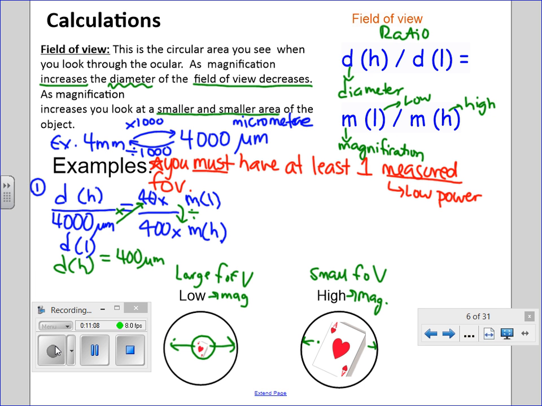And we can do a very similar calculation to find the field of view on medium power. Now, I didn't write an official formula because this is just a ratio, and I can always change the things I'm making a ratio between. In what I wrote at the top, I was comparing high and low power, but I can also compare medium and low power. So in my second example, I will try to find the diameter on medium power. I'll compare it to the diameter on low power.